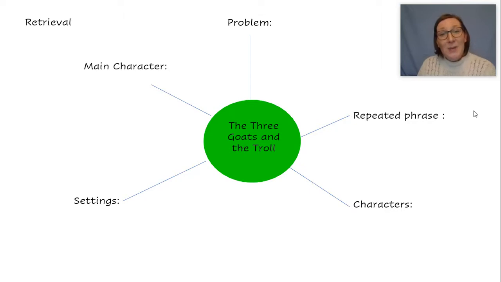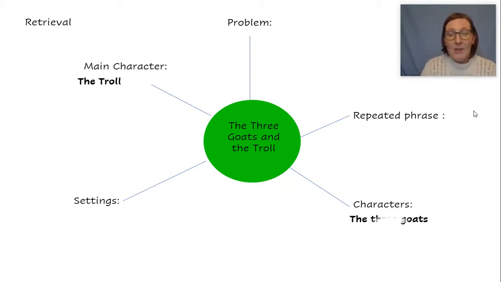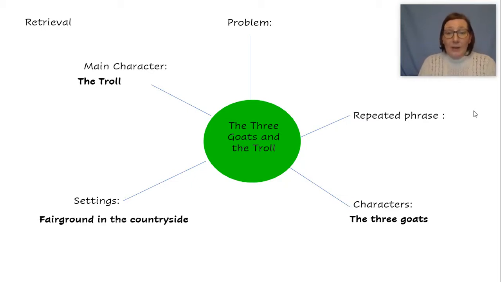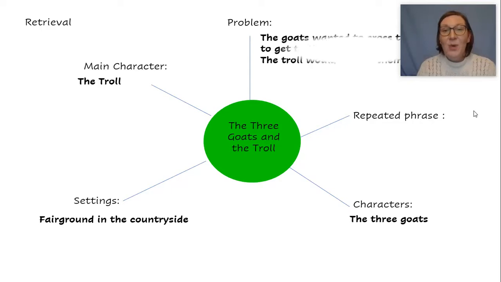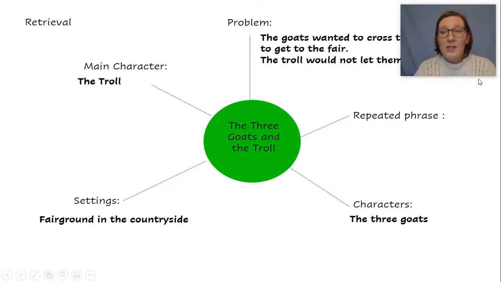Welcome back. Shall we see if we've got the same? So our main character was the troll. Did you get that? Excellent. And the other characters that we had were the three little goats. Now, the setting was in the countryside and it was a fairground and it was by a river. Do you remember? Because the goats wanted to cross the bridge. And that's what the problem was. The goats wanted to cross the bridge.